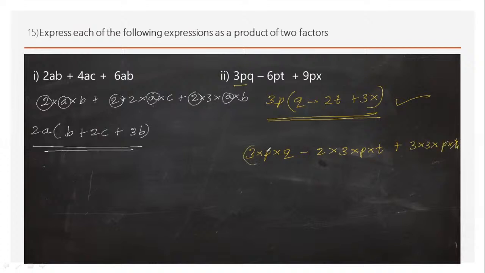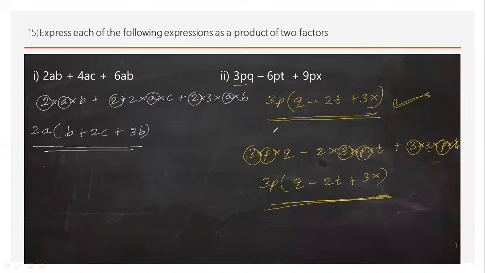Then take 3p, take 3p out. Now you can see the remaining ones: q minus 2t plus 3x. It is better to do like this.